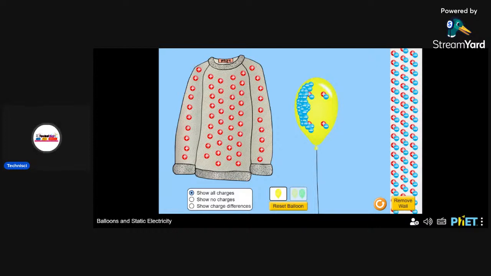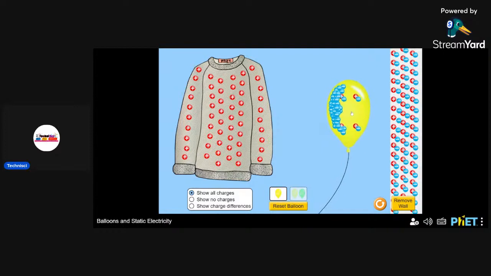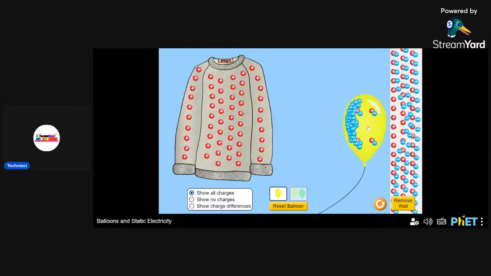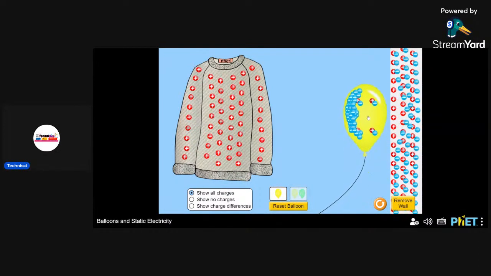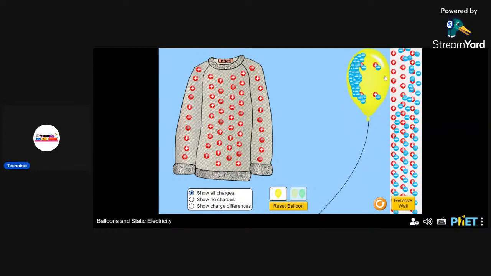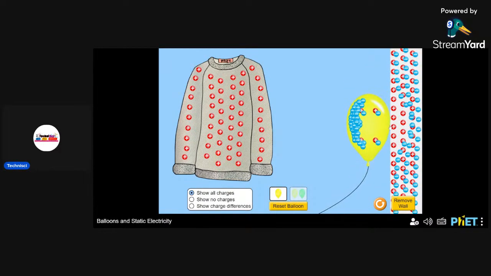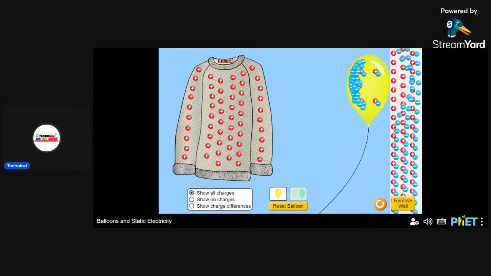Now pay keen attention to the wall. I'm going to bring the balloon close to the wall. Look what is going to happen inside the wall. Seeing that? As I bring the balloon close to the wall, what is happening to the charges inside the wall?